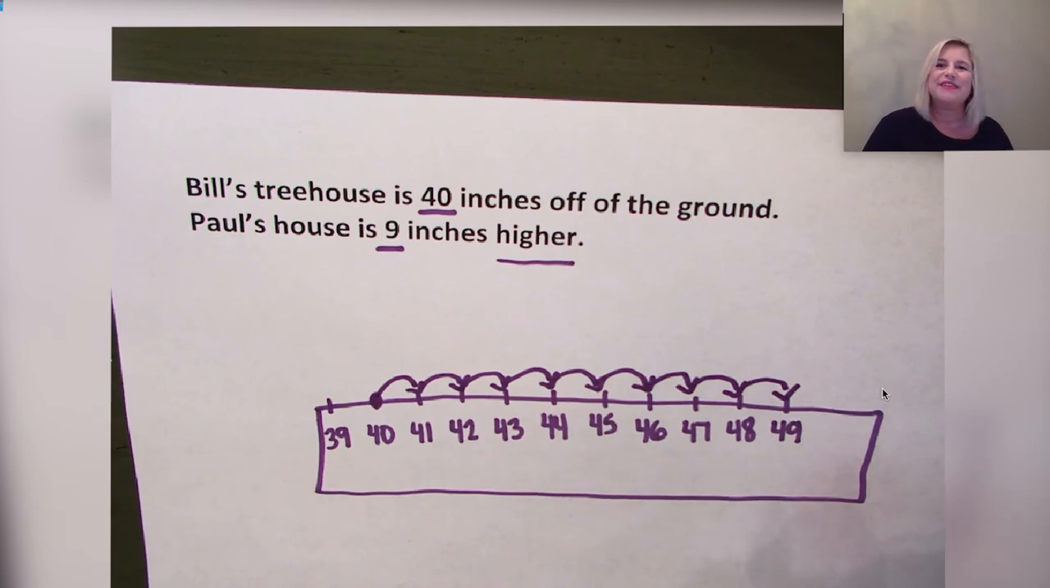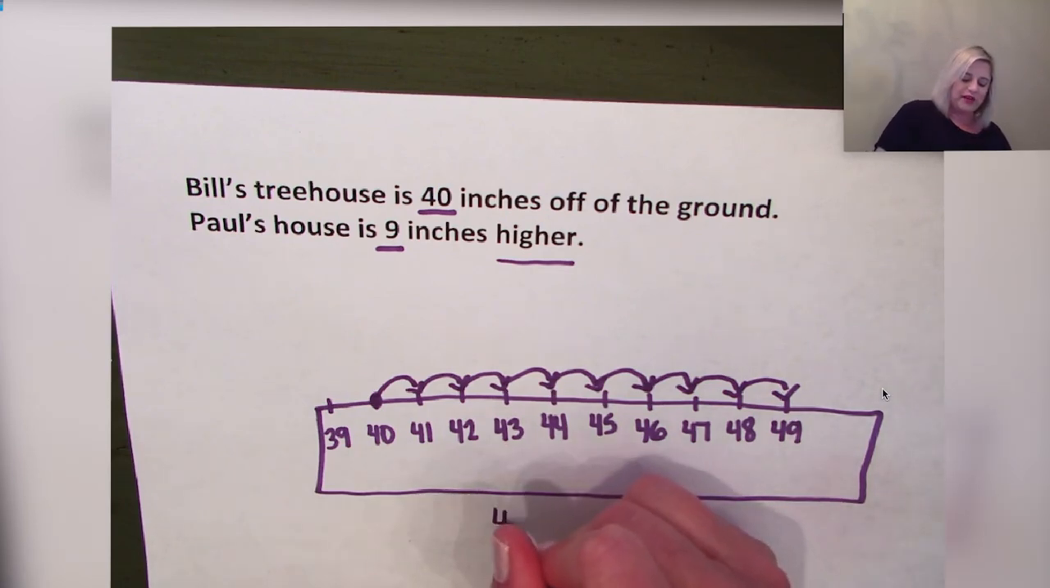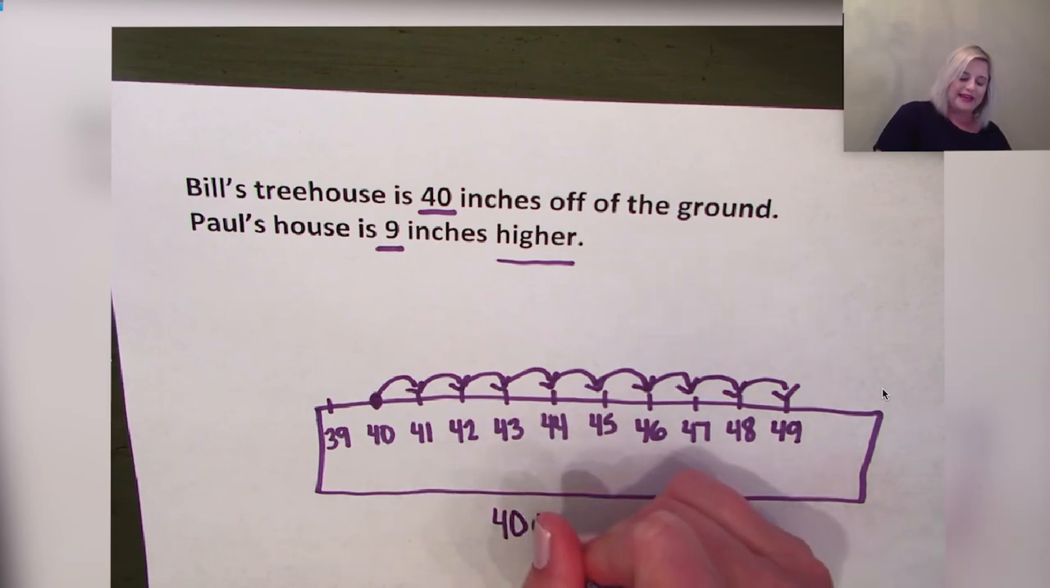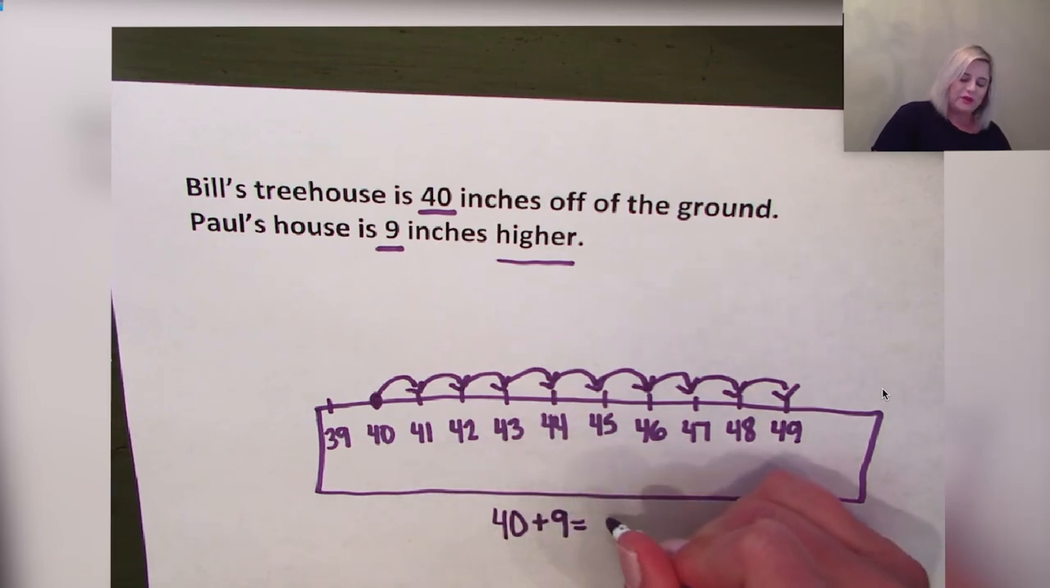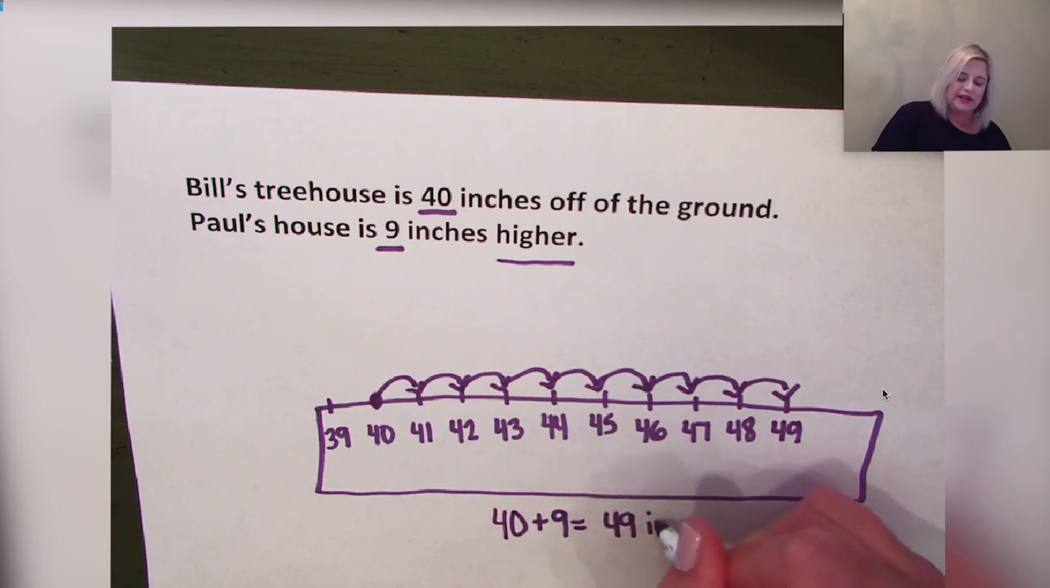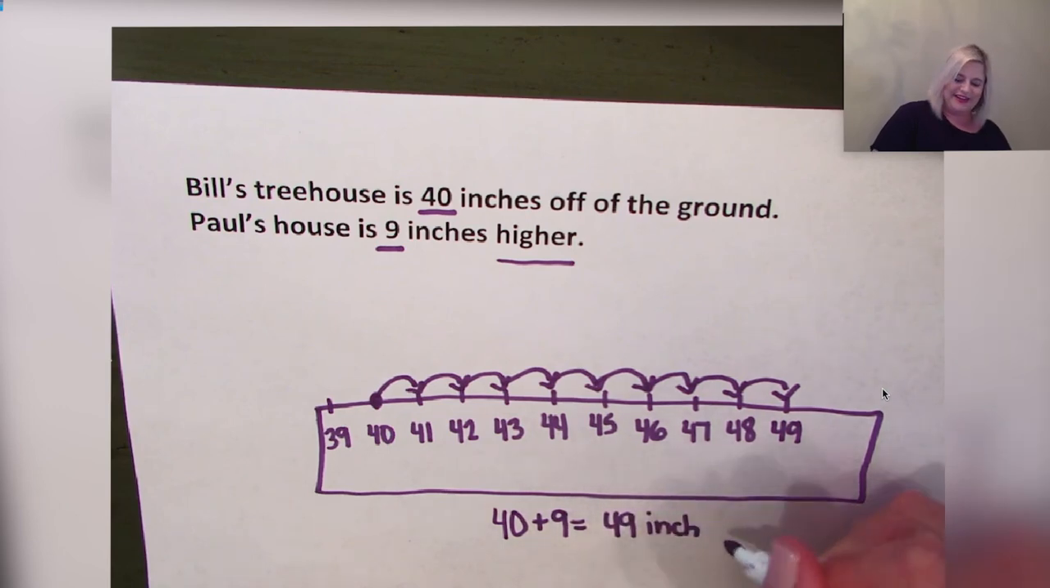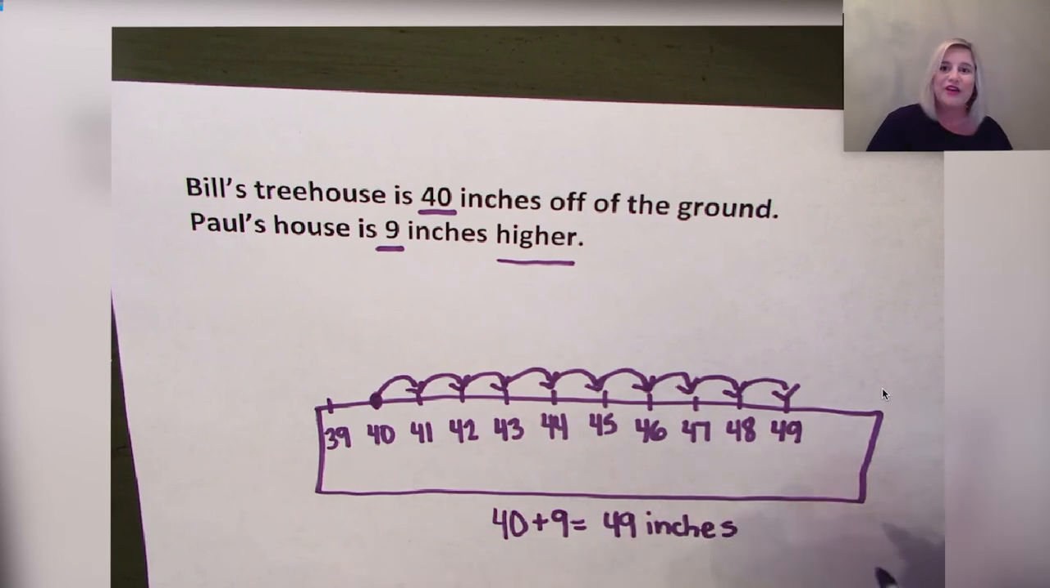Excellent, boys and girls. Now I want you to write an equation to show how high Paul's treehouse is. So I'm going to start with 40, and I added 9. So I know that Paul's treehouse is 49 inches, very good. Great work. So 40 plus 9 equals 49. So Paul's treehouse is 49 inches off the ground. I am so proud of you, boys and girls.